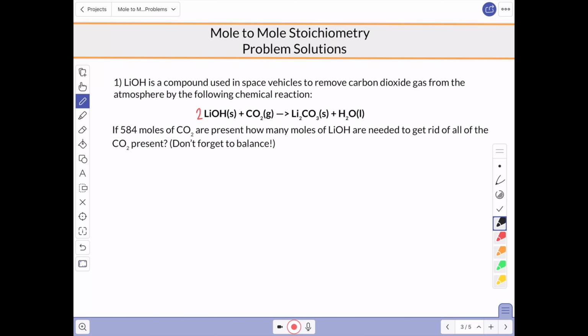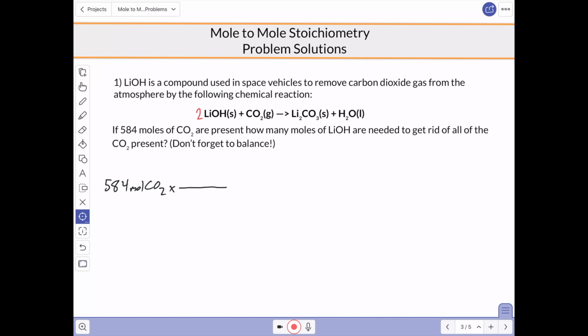Now we can move on to our stoichiometry. So we need to know how much lithium hydroxide we need to get rid of all that carbon dioxide in the air. We know that we have 584 moles of CO2 that's present, and we can use that relationship called a mole ratio as our conversion factor between the lithium hydroxide and the carbon dioxide in our reaction, which is just a little recipe for us, right?